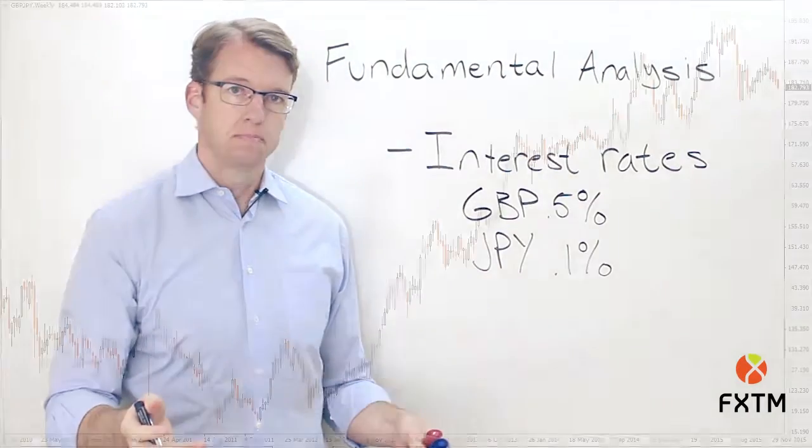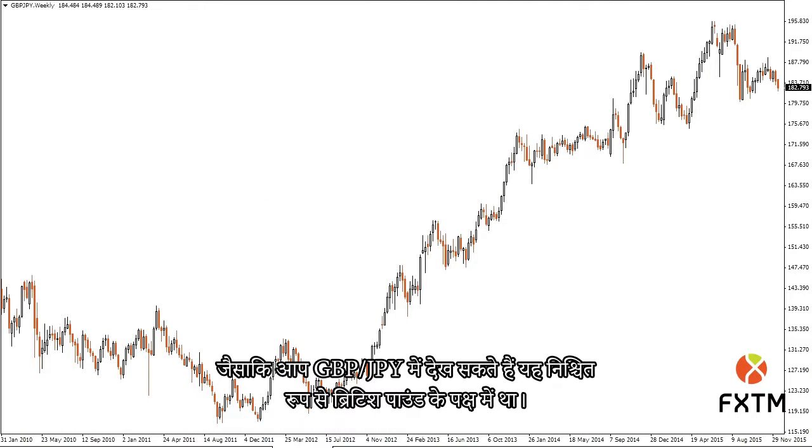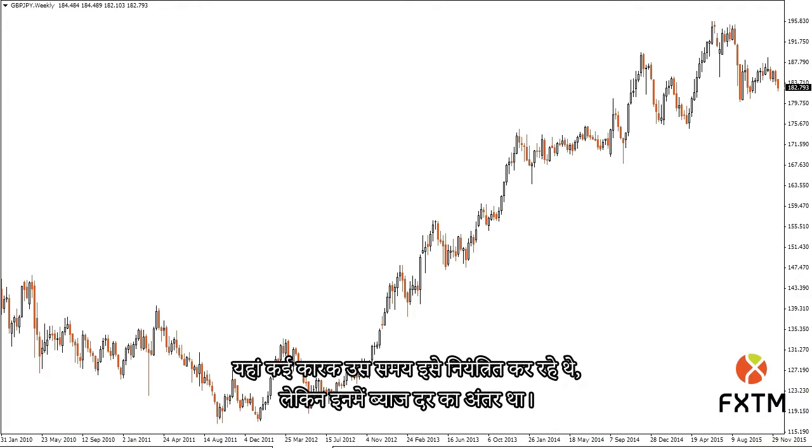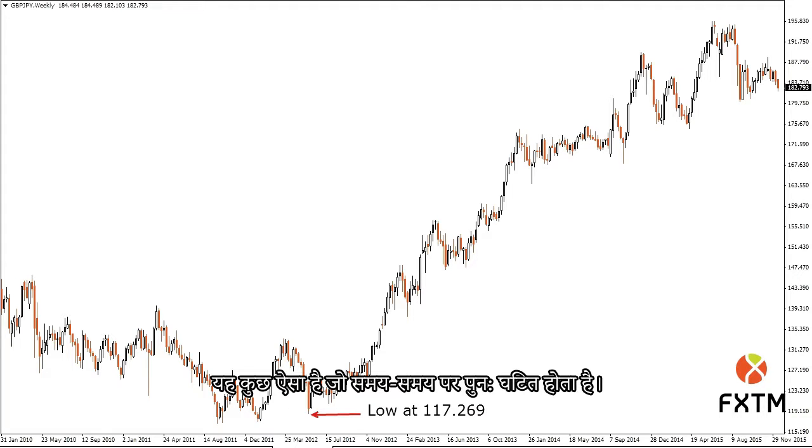Now, as you can see, the pound to the yen did certainly trend in favor of the pound. There were likely many factors that were driving this at the time, but one of them was this interest rate differential. And this is something that has reoccurred time after time.